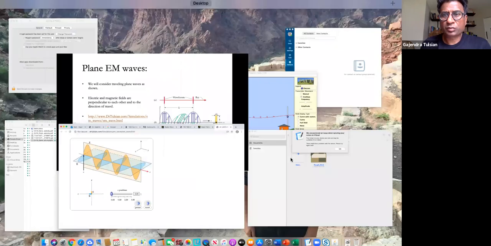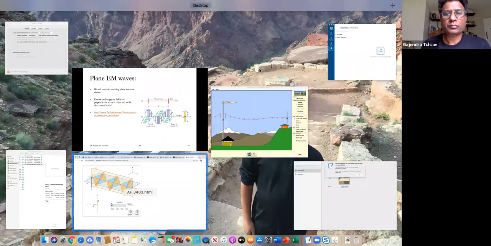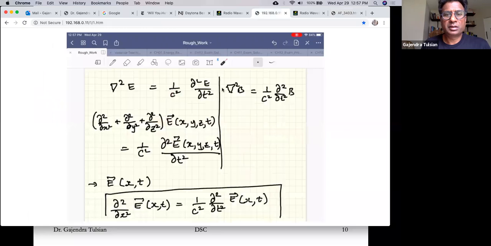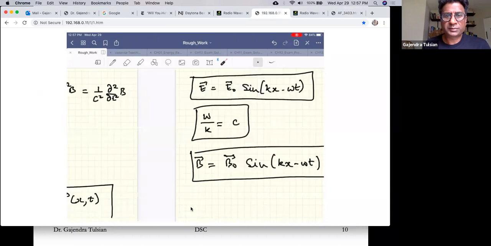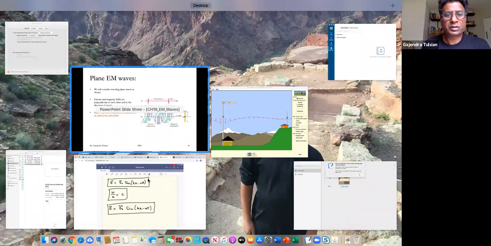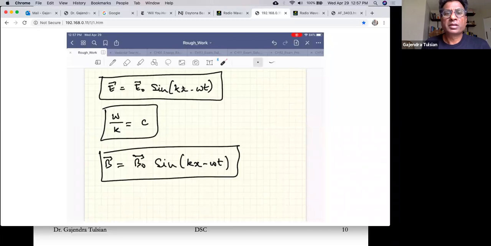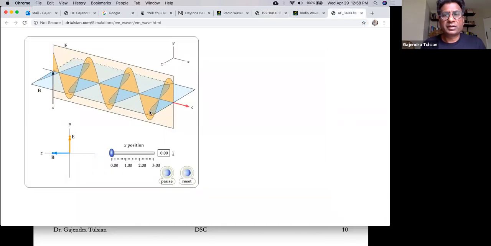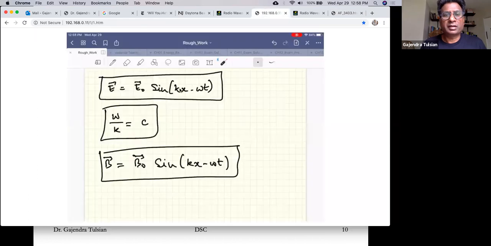And that wave that you saw is a solution to this differential equation. This solution is this one. So this traveling wave is given by that expression.